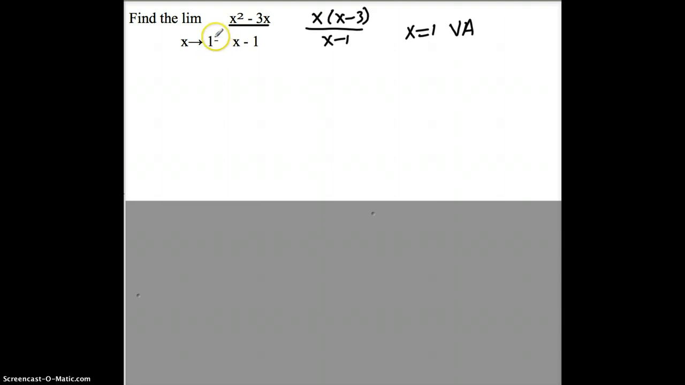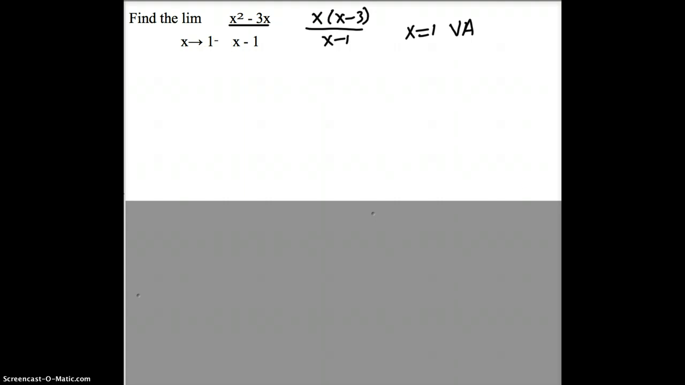Remember, with one-sided limits, you need to determine if it's positive infinity or negative infinity. We know that the limit will be infinity of some kind. And if it were just limit as x approaches 1, we could say infinity. But because there's a minus there, we've got to be specific about if it's positive infinity or negative infinity.